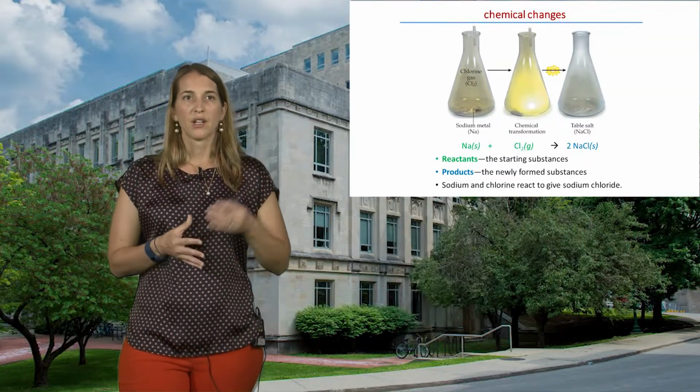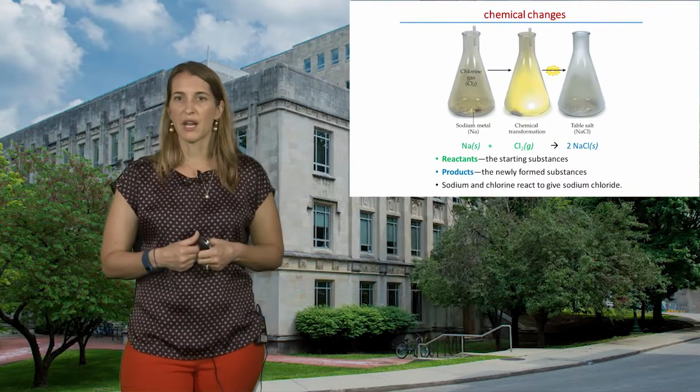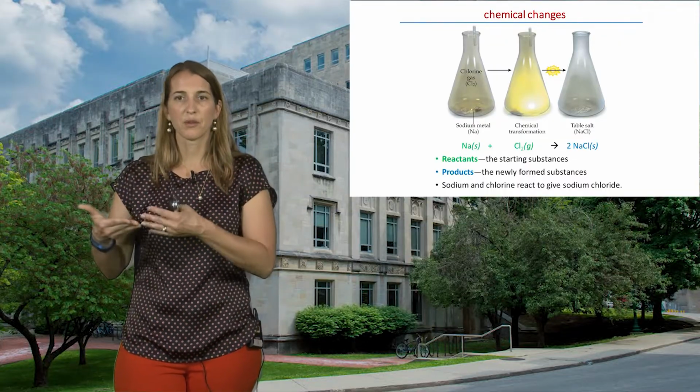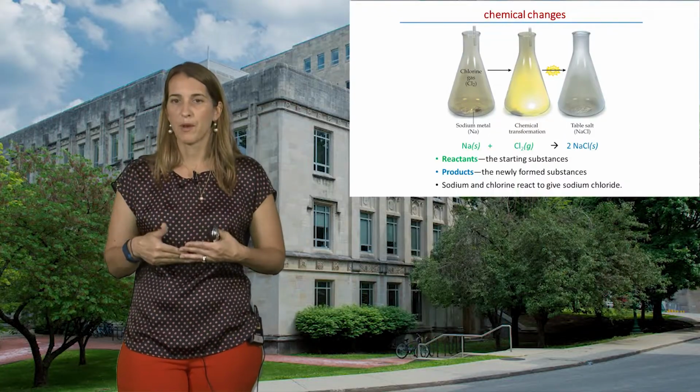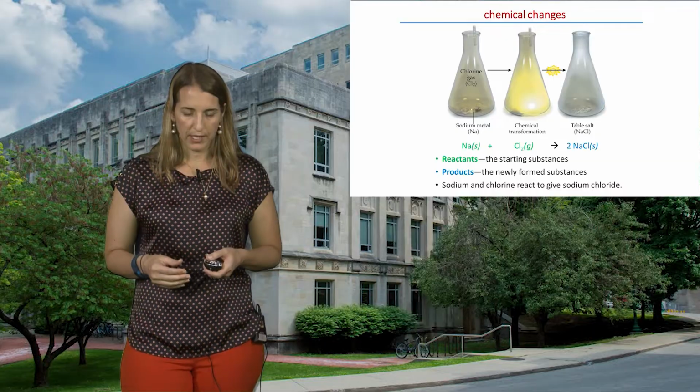Another thing to note, we start with sodium and chlorine on the reactant side. On the product side, we have sodium chloride, but now they're combined together. So we had broken some bonds and formed some new bonds for this reaction to take place.